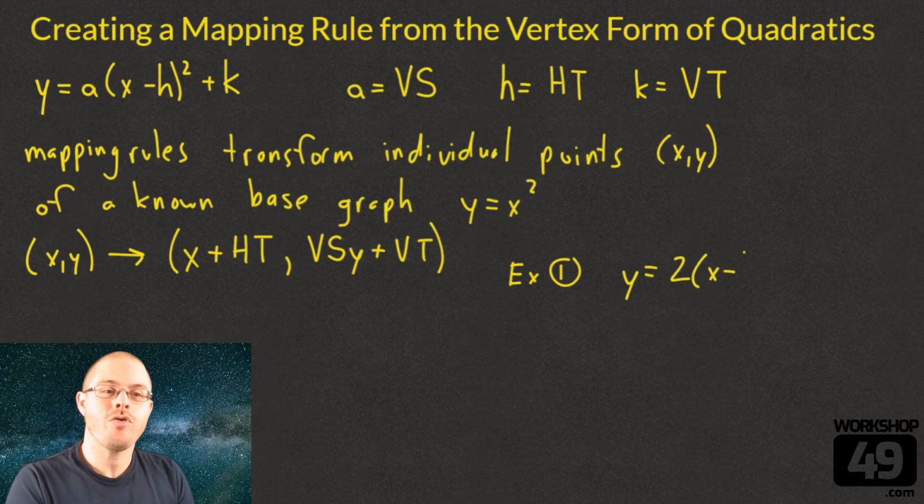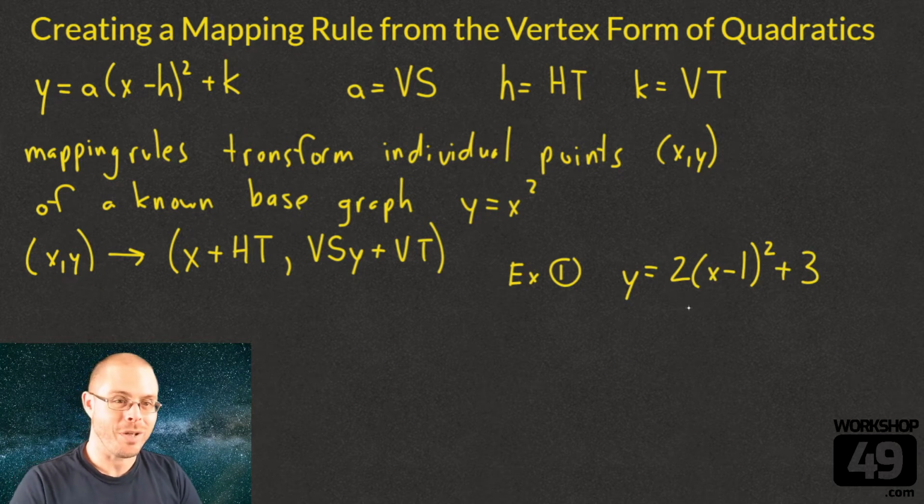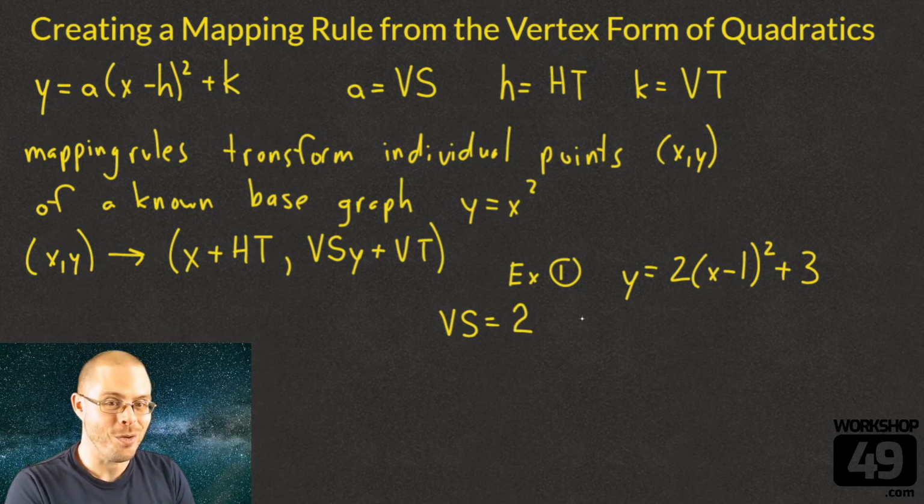We're provided with a quadratic that's written in vertex form. So y equals 2(x minus 1) squared plus 3. That's vertex form. That's a quadratic. What we need to do is find the three transformations. The first transformation is vertical stretch. This is always the number that's being multiplied in front. So in this case, our vertical stretch is 2.